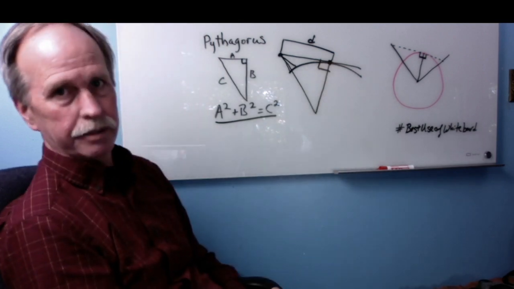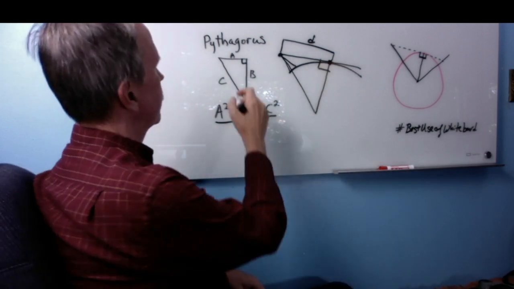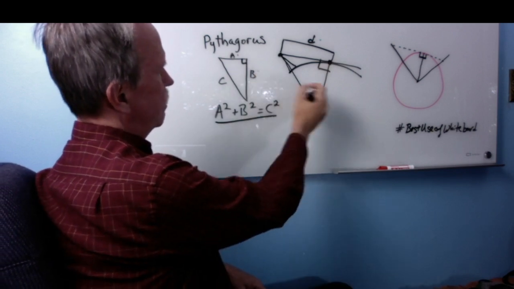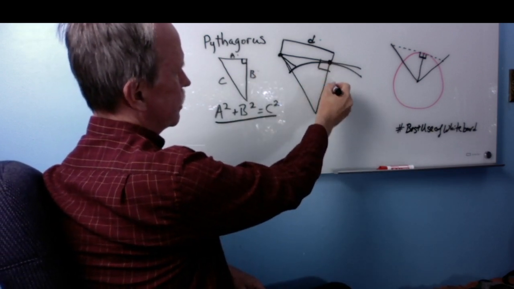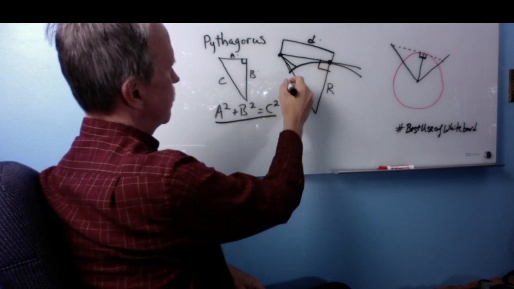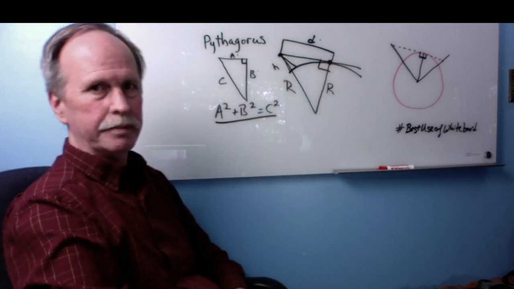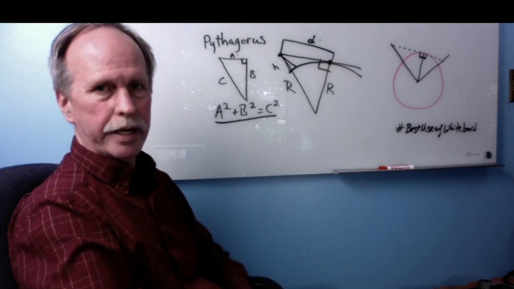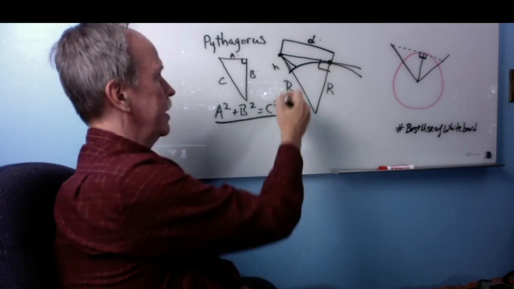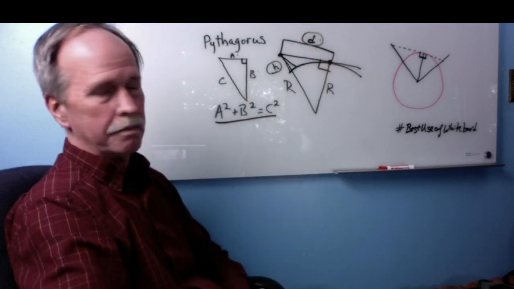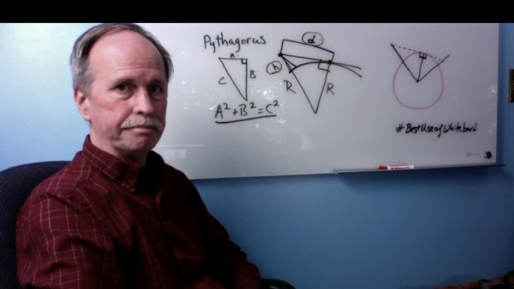Well, there's our triangle. Now, A would be the distance. B, that would be the radius of the Earth. And C, that would be the radius of the Earth plus our observer height. We should be able to calculate the radius of the Earth by knowing our observer height and this distance. So let's go see how that would be done.